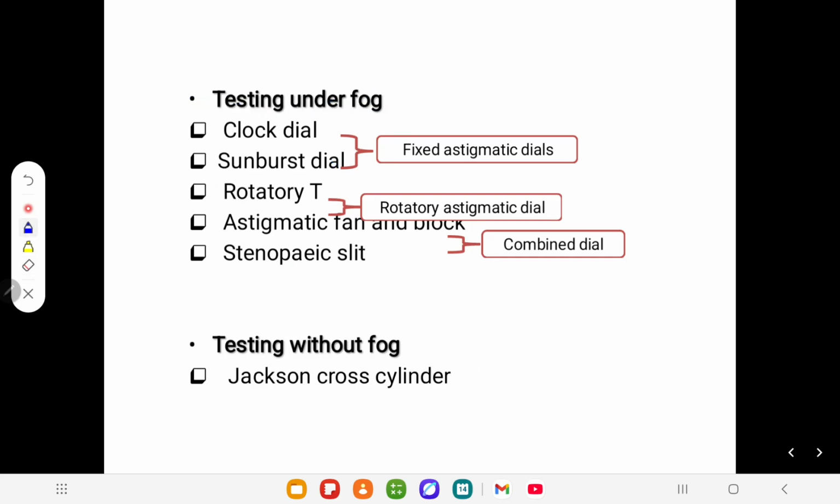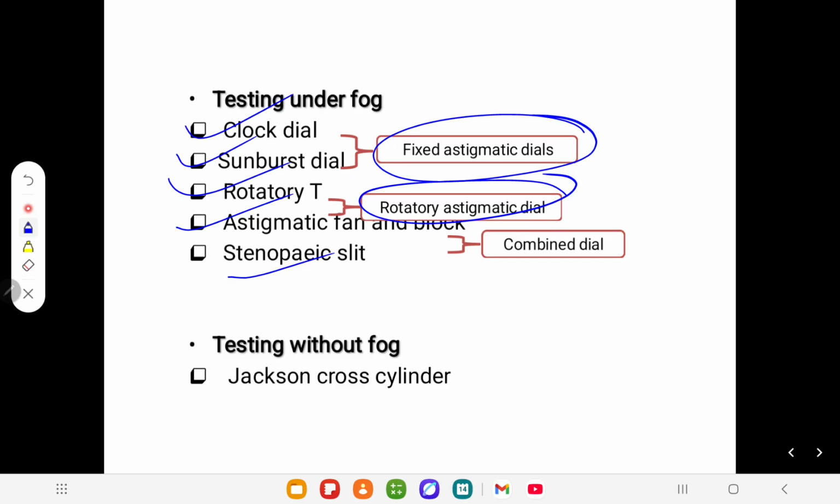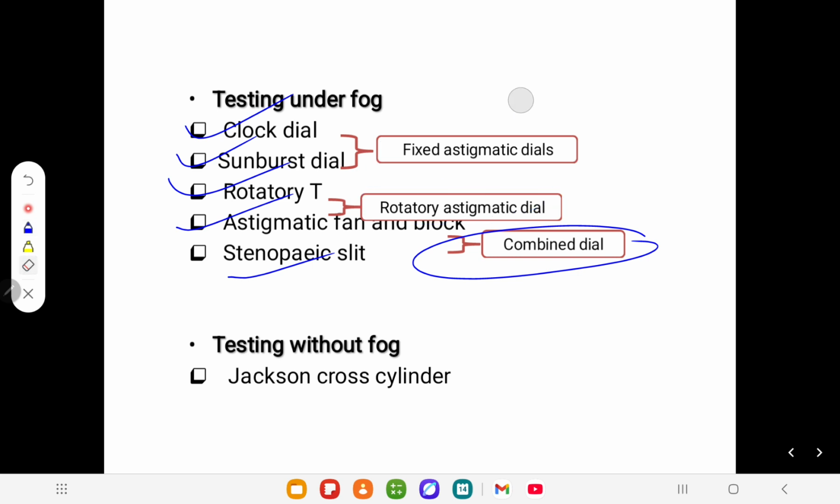And sometimes MCQ can be asked on fixed astigmatism dial, then this clock dial and sunburst. Sometimes it's called rotating astigmatism dial, which is rotating T and astigmatic fan and block. Sometimes called combination, which is definitely stenopic slit, and all these things. Okay, not just a combination, but sometimes it can just give you options A, B, C, D and ask the question. Okay, just remember these things.